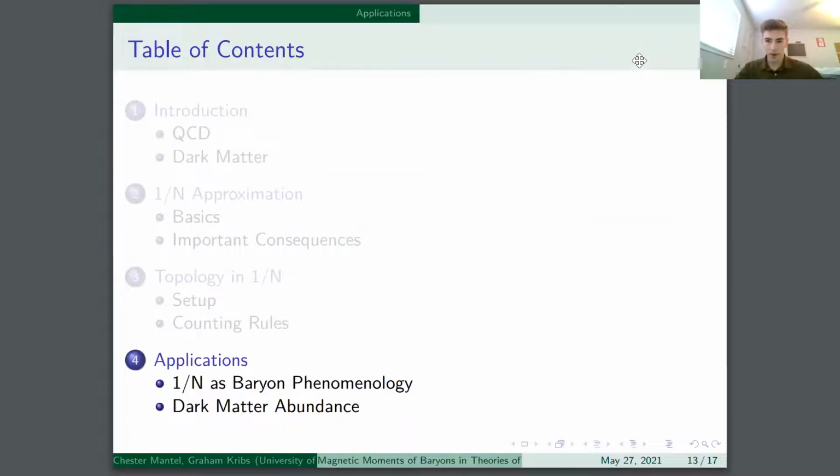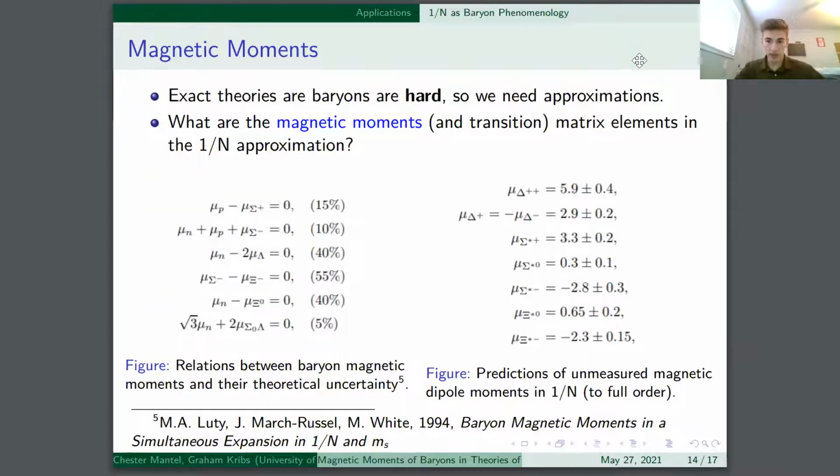So at this point, I hope that I've convinced you that the 1 over n approximation has some merit, but as of now, it's just been a mathematical trick. But how is it actually useful? One application, which is what I've looked into recently, is magnetic moments. Exact theories of baryons are very difficult, and one property of those would be magnetic moments or magnetic moment transitions, which are just matrix elements that you could derive from Feynman diagrams and a lot of algebra. And then, what do these look like in the 1 over n approximation?